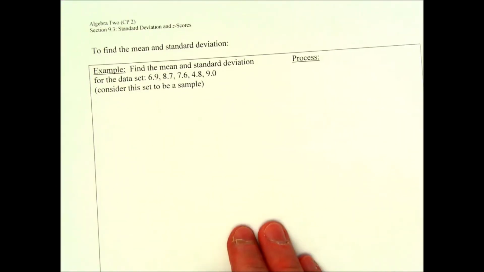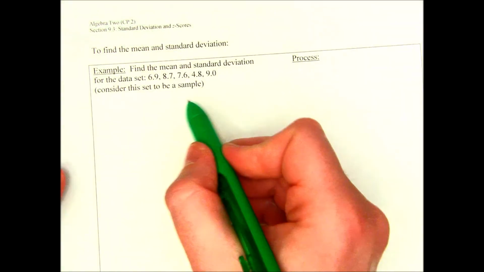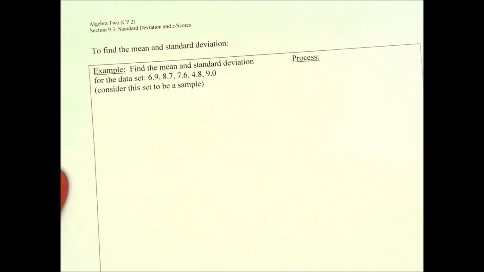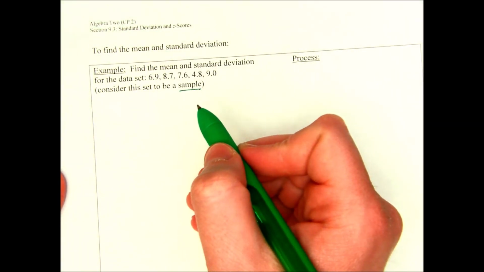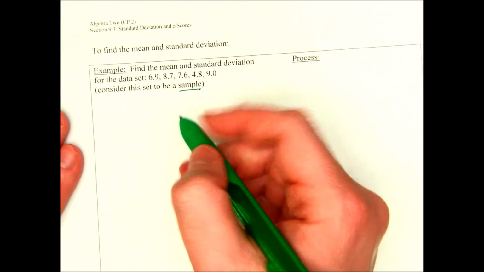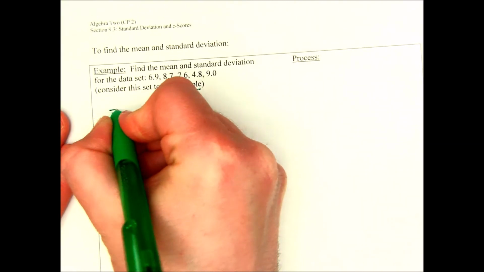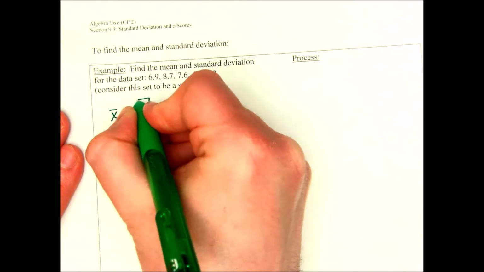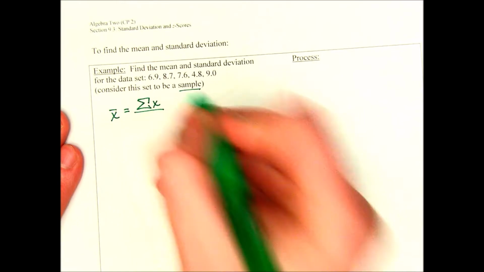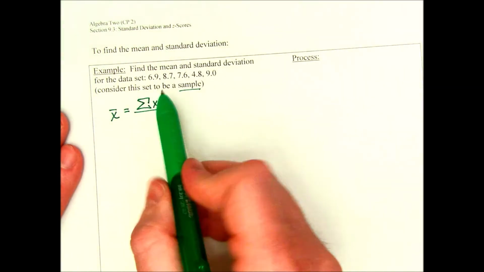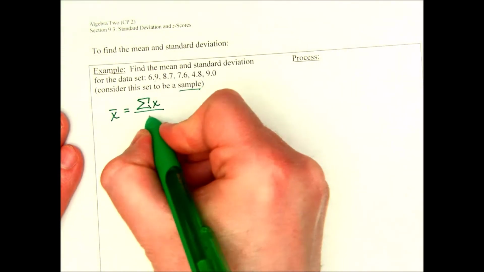On the next page, I have some numbers here, 6.9, 8.7, 7.6, 4.8, 9.0. We're going to consider this to be a sample. I want to find the mean and the standard deviation. Well, if it's a sample, that means I want to find x bar rather than mu. My formula says x bar equals the sum of all my data values, I'll figure that out in a moment, divided by n, the number of data values I have, 1, 2, 3, 4, 5. I'm going to divide by 5.